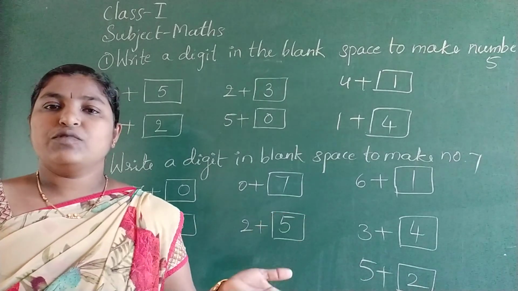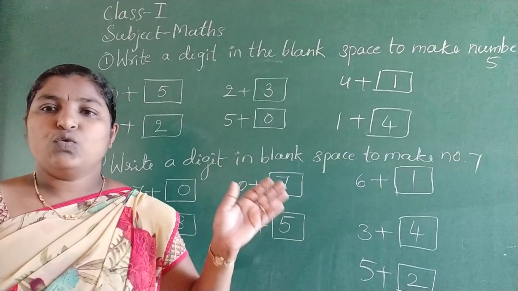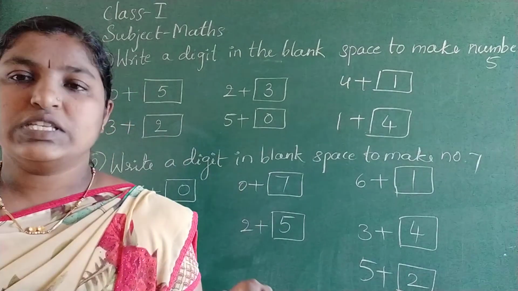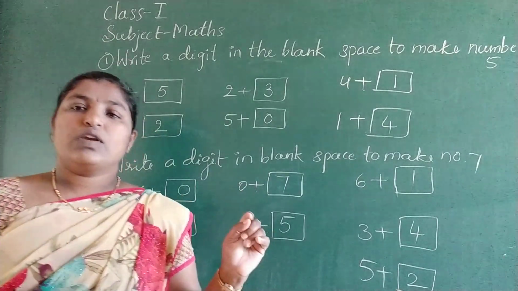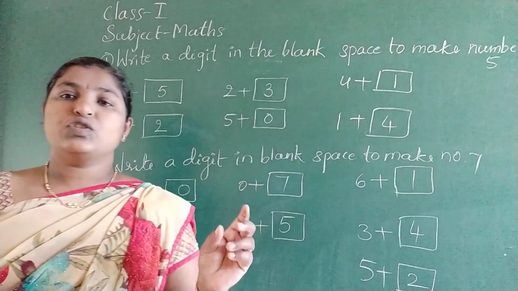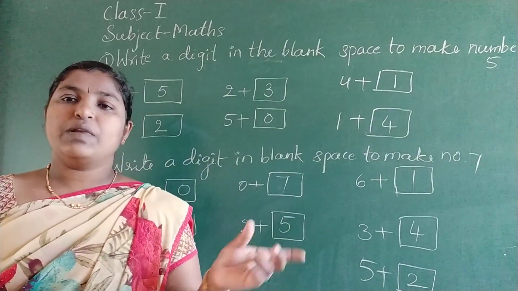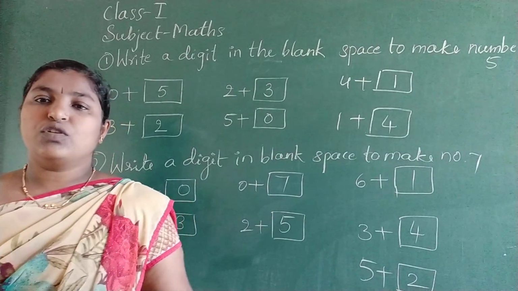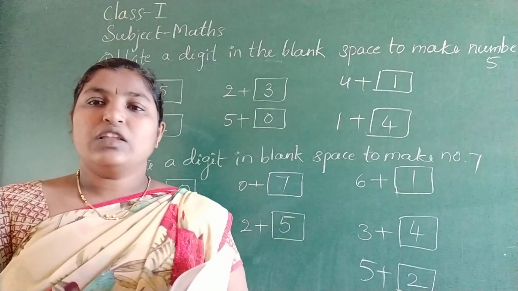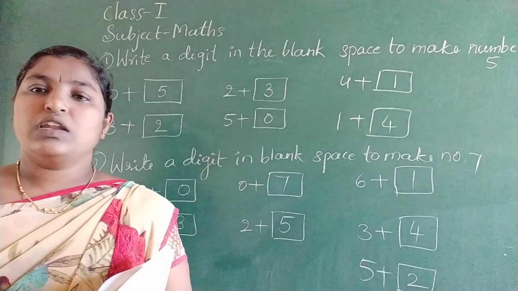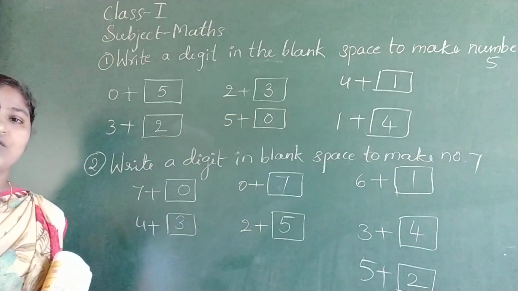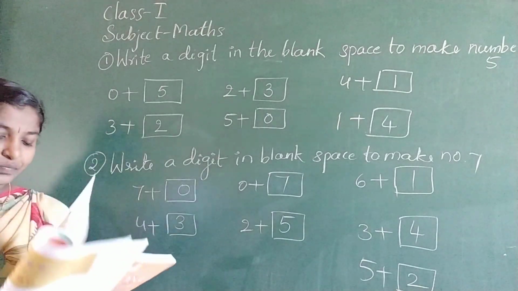Okay. Sometimes we can write 2 plus 5 is equal to 7, or 5 plus 2 is equal to 7. 7 plus 0 is equal to 7, or 0 plus 7 is equal to 7. These are the combinations to write the numbers in different ways. So write these answers in your textbook.